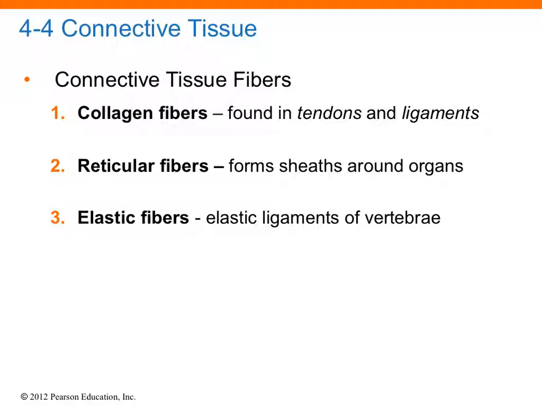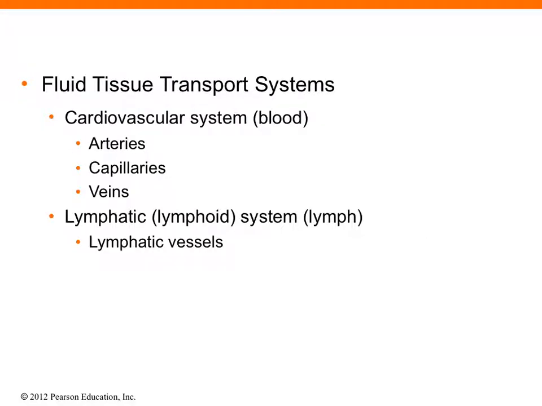Let's continue. Collagen fibers are found in tendons and ligaments. Reticular fibers form the sheaths around organs. And then elastic fibers are the elastic ligaments of the vertebrae. Fluid connective tissue includes the blood. The cardiovascular system has arteries, capillaries, and veins, and it moves the blood through that system. And then the lymphatic system, or lymphoid system, includes the lymphatic vessels, or the lymph, which moves through that system.